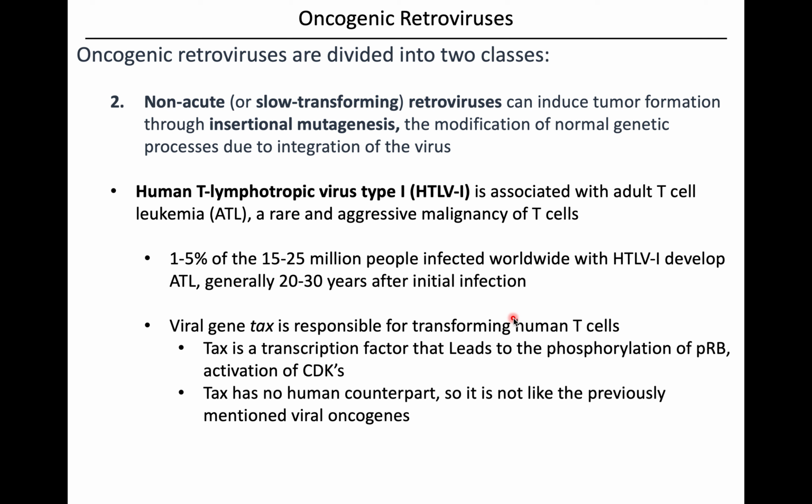So after having said all that, the HTLV1, our human example here, actually isn't thought to cause cancer primarily by either of those mechanisms. It's kind of unique in the world of retroviruses in that it encodes this TAX gene, which is a transcription factor that can interfere with the retinoblastoma tumor suppressor protein. But it doesn't seem to have a human counterpart, right? So it seems to be unique to the virus genome.